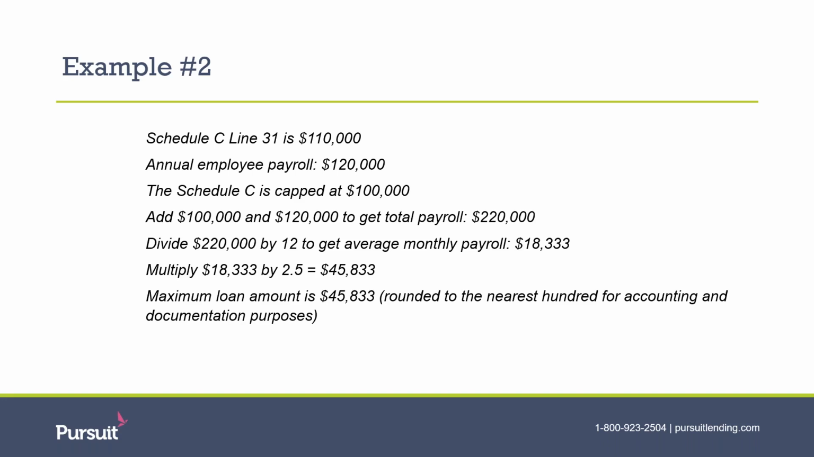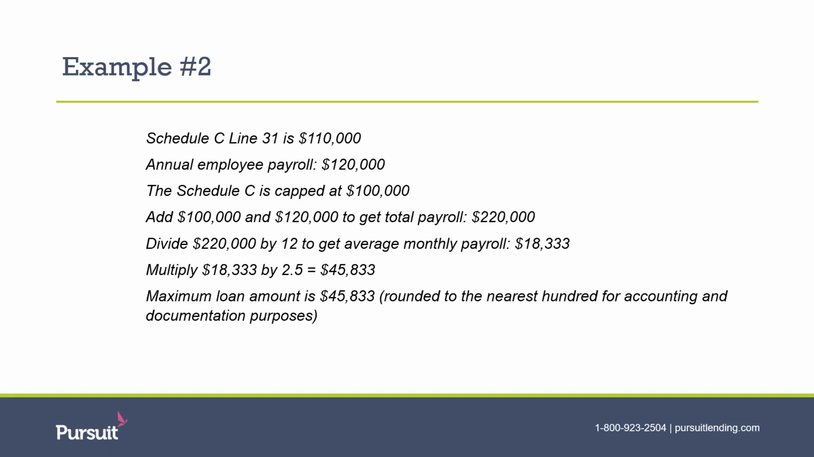We are now going to move on to a second example. In this example, the slight difference is that the Schedule C net profit located on line 31 is $110,000. As noted earlier, the maximum that can be calculated at this line is $100,000. So for purposes of our calculation, we will use $100,000. We will add this to our annual employee payroll of $120,000 to get a total payroll amount of $220,000.